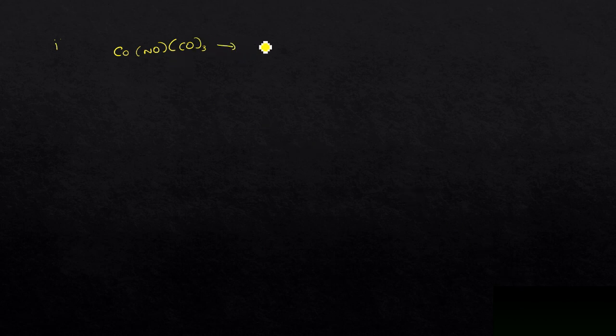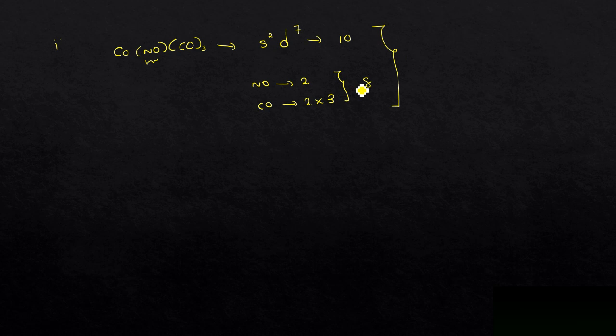Here our cobalt has S2 and D7, which gives a total of 9 electrons. In the next step, you need to calculate the total number of electrons given by the ligands. Here we have NO, which will give you 2 electrons, and carbon monoxide, which gives you 2 electrons, but there are 3 carbon monoxides. So the total number of electrons we have is 18. There is no charge, so no subtraction or addition. Here the 18 electron rule is accepted.